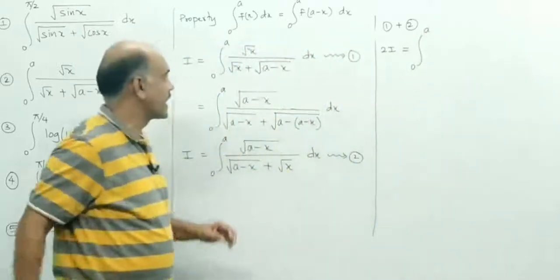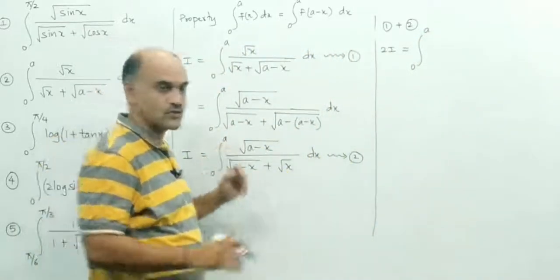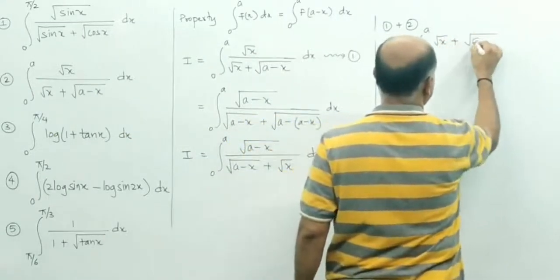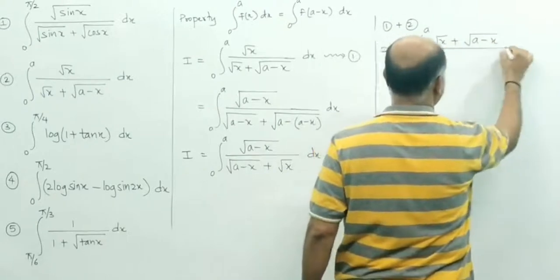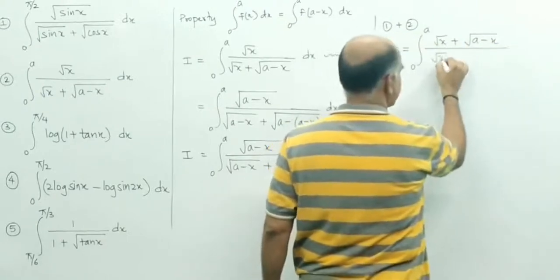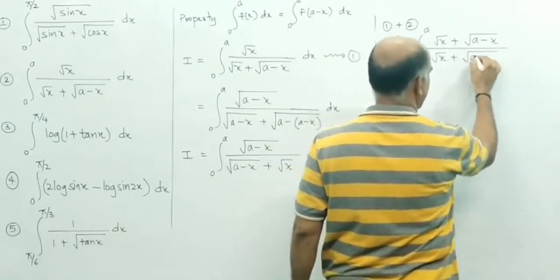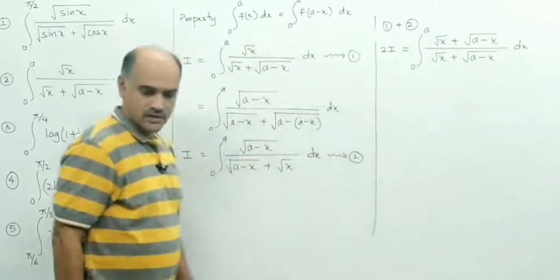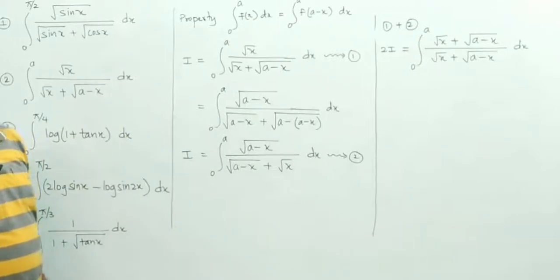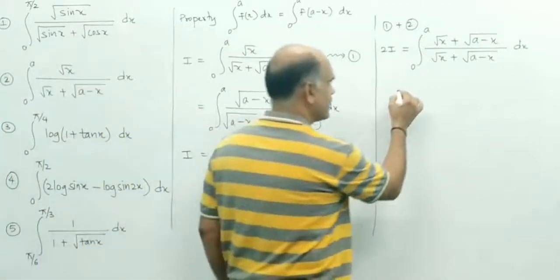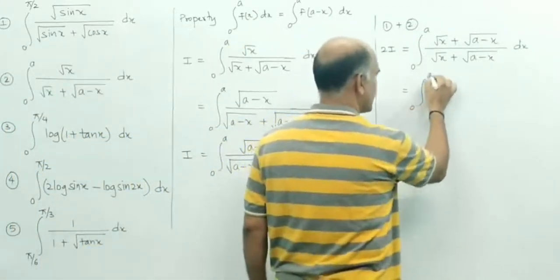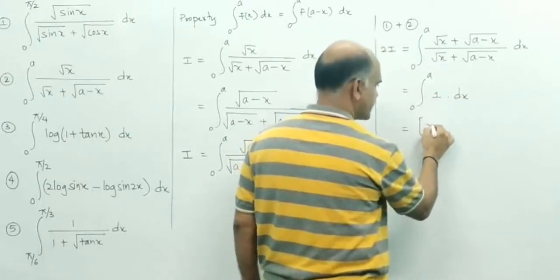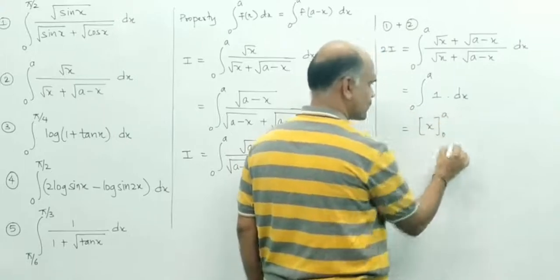So now if you add root x plus root of a minus x, so root x plus root of a minus x whole divided by, denominator is again same, root x plus root of a minus x dx. So both terms get cancelled, you will have 1. So 0 to a 1 into dx. So integration of 1 is x, 0 to a.